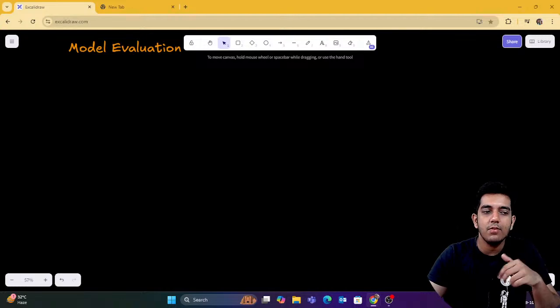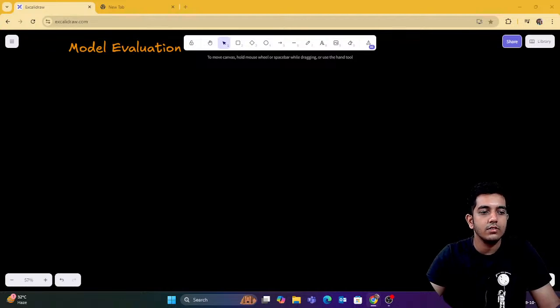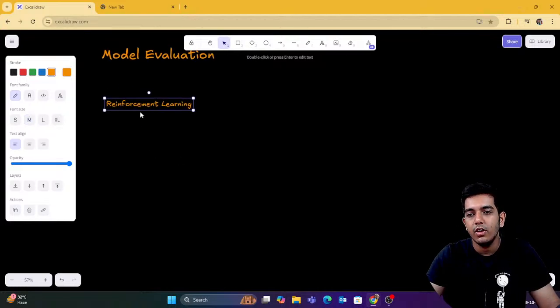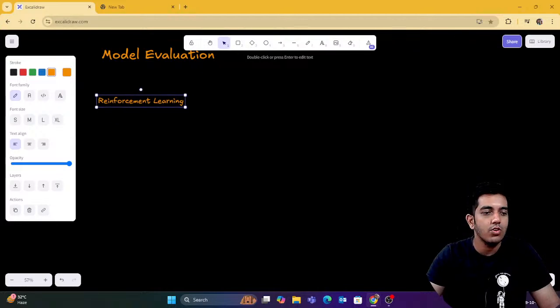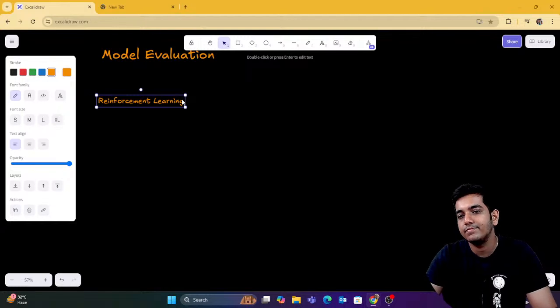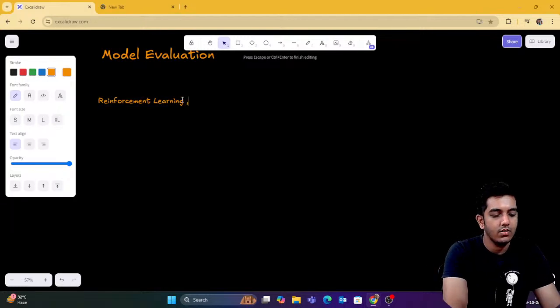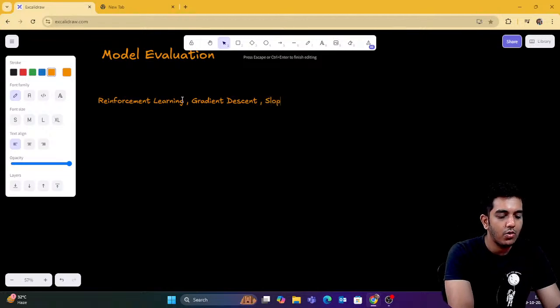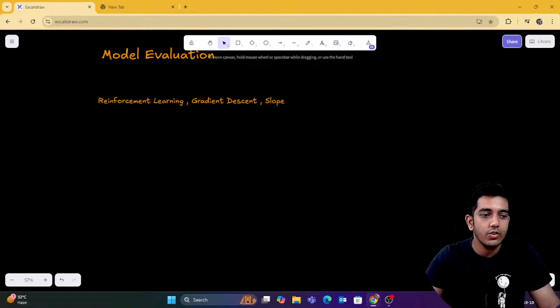Then guys, we have other important machine learning stuff, which is you're gonna learn about reinforcement learning. You're gonna learn about slope. What is slope? Then you are going to learn about gradient descent. So these are all the things which you're gonna learn in machine learning in future once you learn this much. So reinforcement learning, then gradient descent, then you're gonna learn about slope also. So these are some extra stuff.